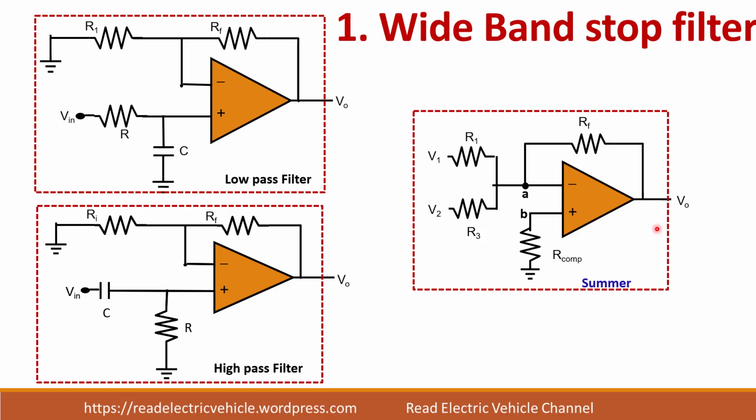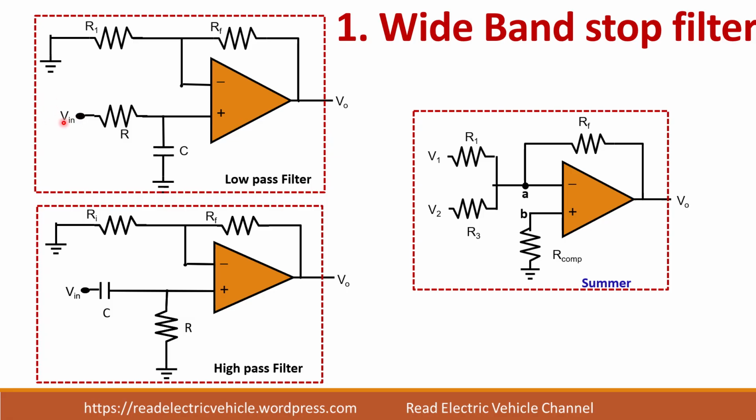Now we need a summer. Summer also we have already seen. Summer will add whatever input we give it to the terminals V1 and V2. So now we are going to use this combination to get a wide band stop filter.